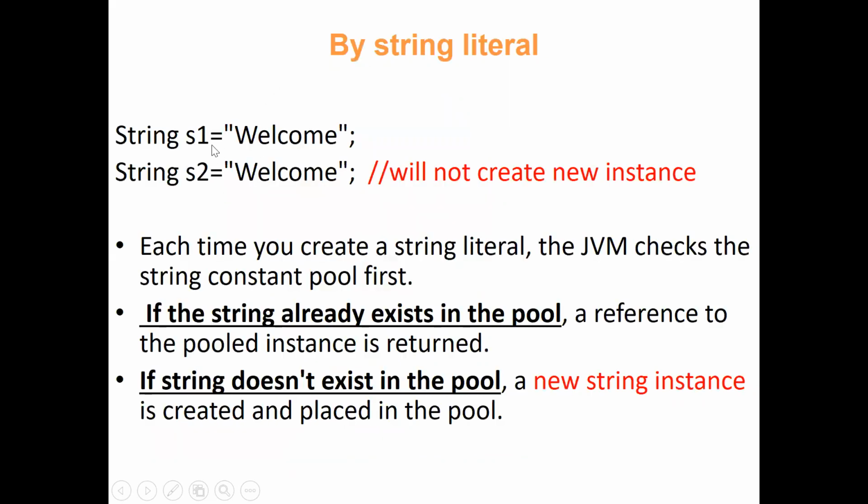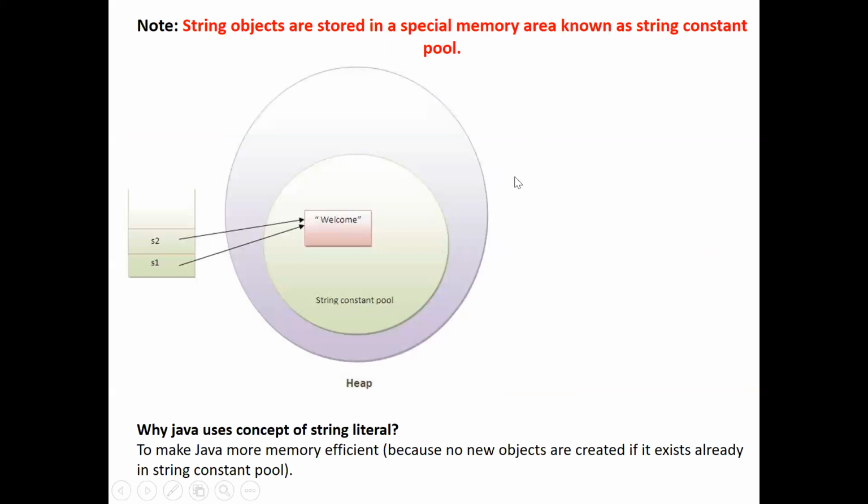Now I'm creating string s2 with the same value. In this case, the JVM first goes and checks the string constant pool for the content "welcome" to see whether any such object is present. If it is present, it will not create a new object, so s2 will also point to the same object.